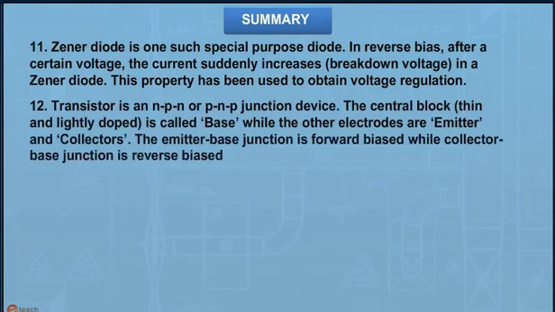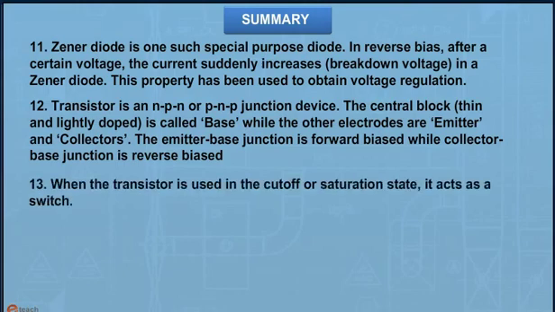Transistor is an NPN or PNP junction device. The central block, thin and lightly doped, is called the base, while the other two electrodes are called emitter and collector. The emitter-base junction is forward biased, while the collector-base junction is reverse biased when the transistor is in the active state. When the transistor is used in the cutoff or saturation state, it acts as a switch.